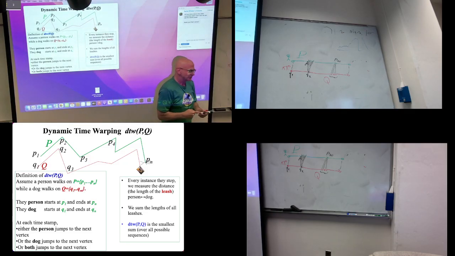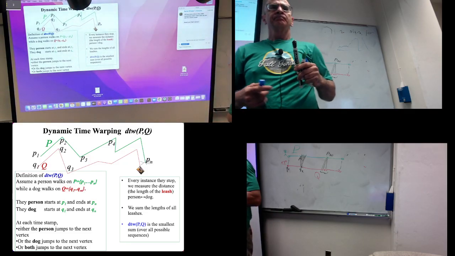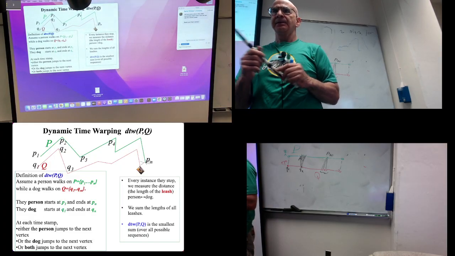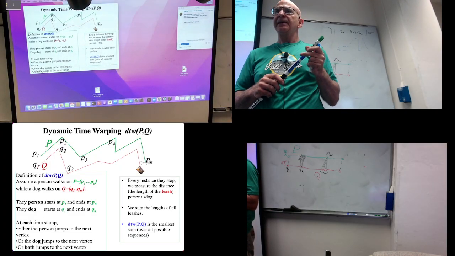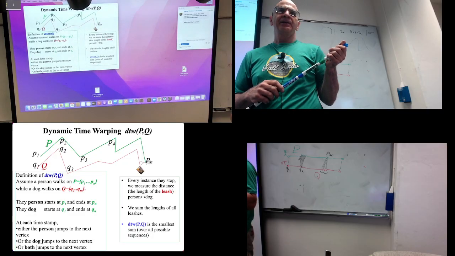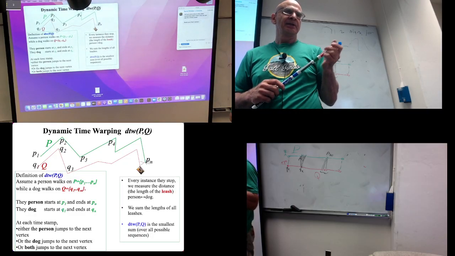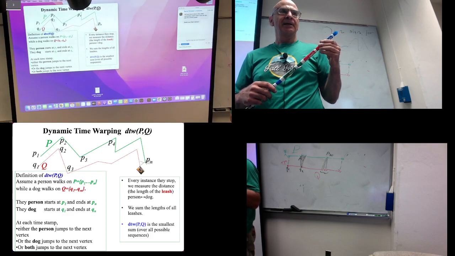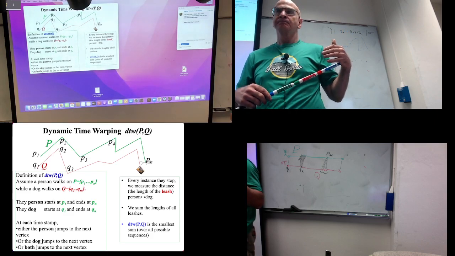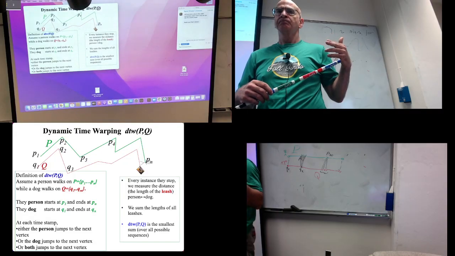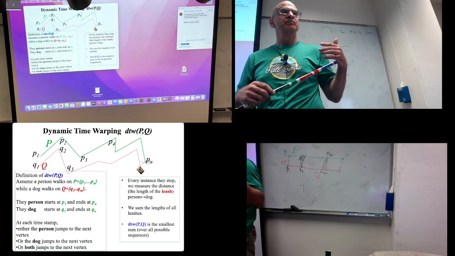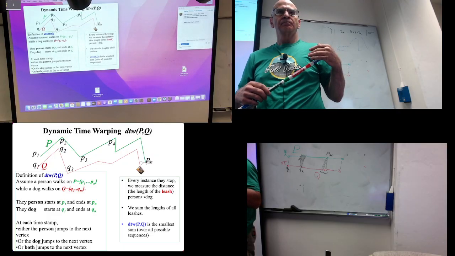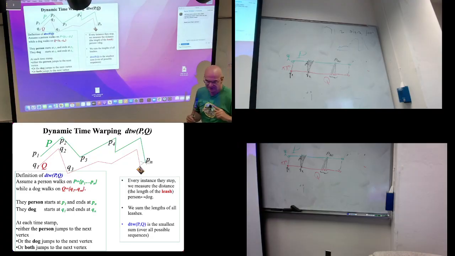How many timestamps do I need? It's not an exact answer, but I need a range. P has n vertices, Q has n vertices. How many timestamps do I need until they are done? I don't know the exact answer, but I need a range. It's between something and something.